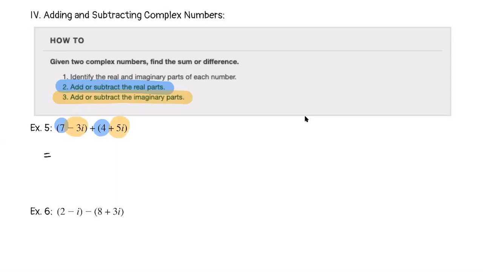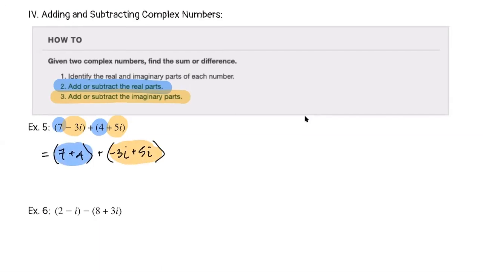When I add these two complex numbers, I get 7 plus 4, because those are the real parts, plus -3i plus 5i, because those are the imaginary parts. Then we add and subtract like normal. 7 plus 4 is 11, plus -3i plus 5i is 2i. So when we add, pretty straightforward.